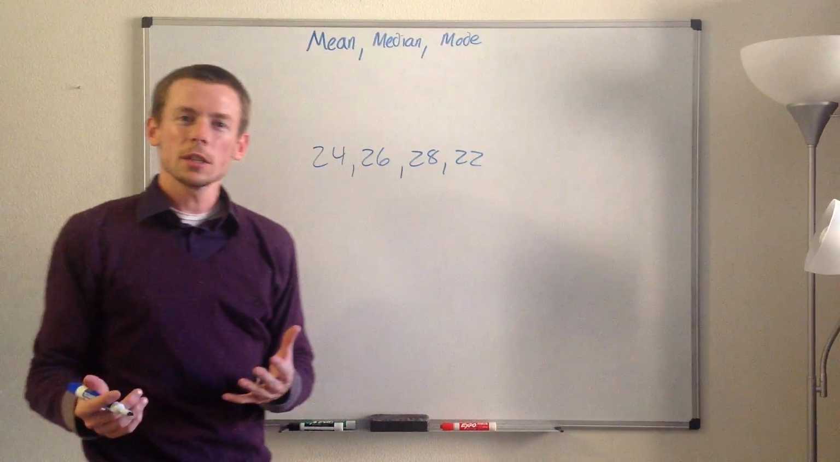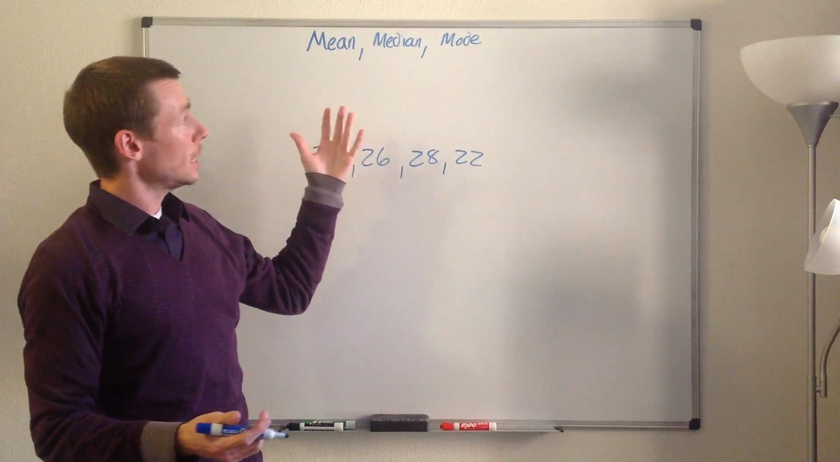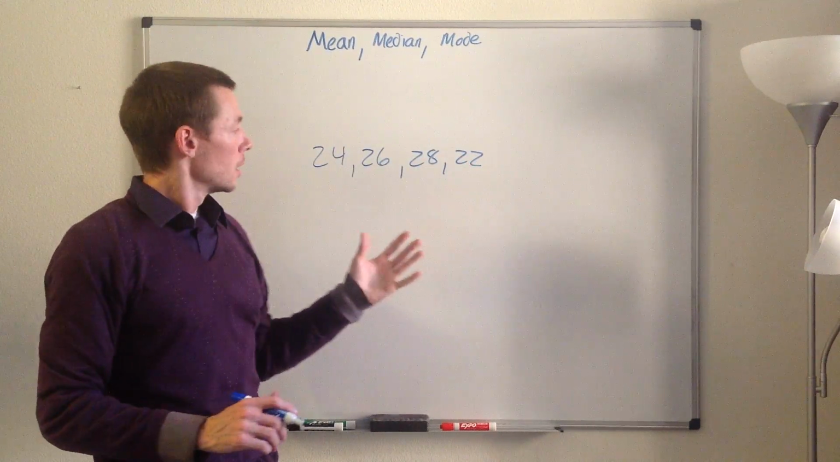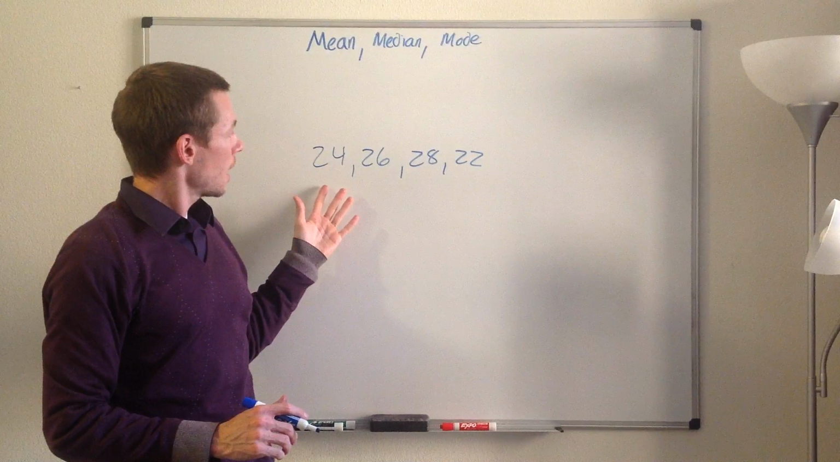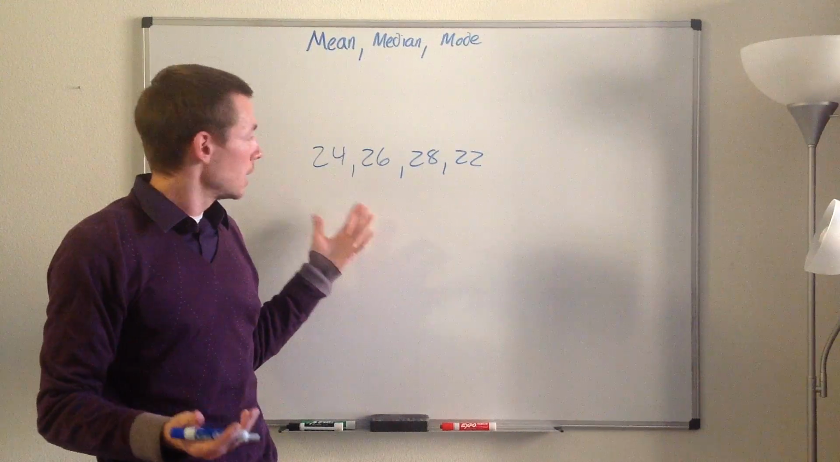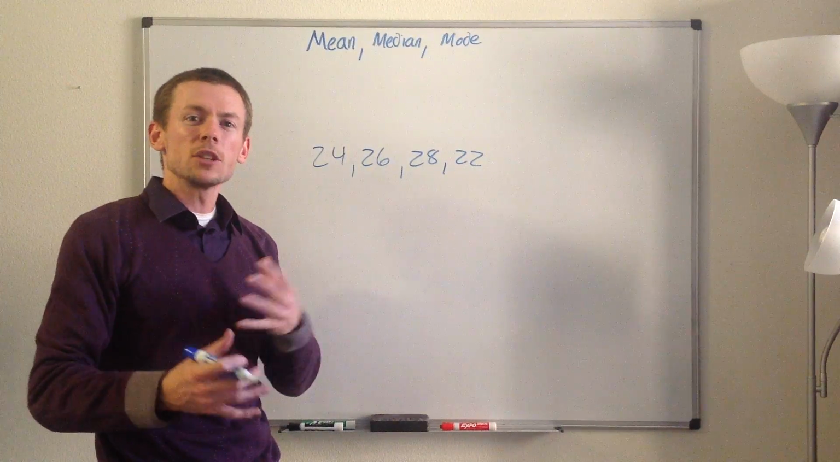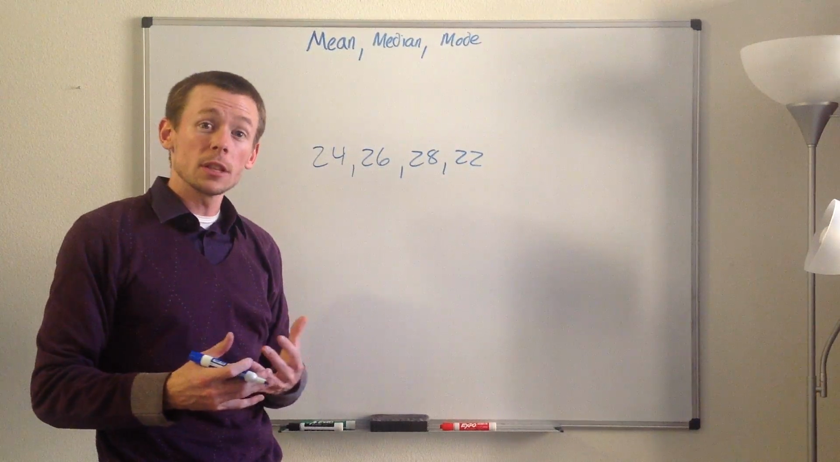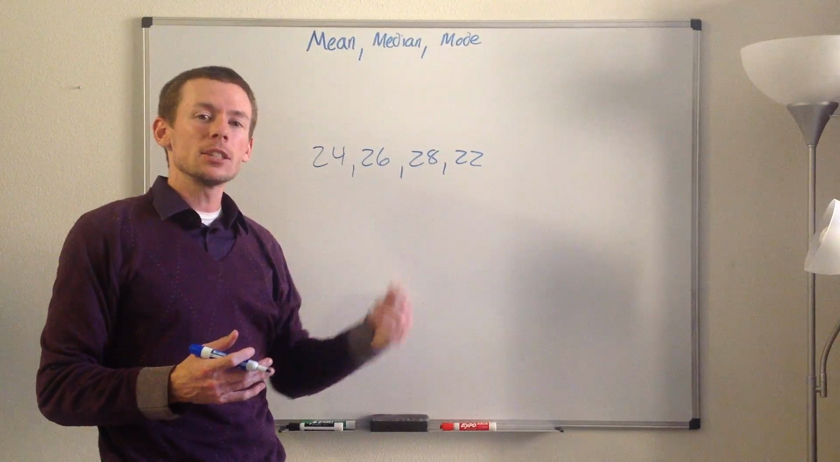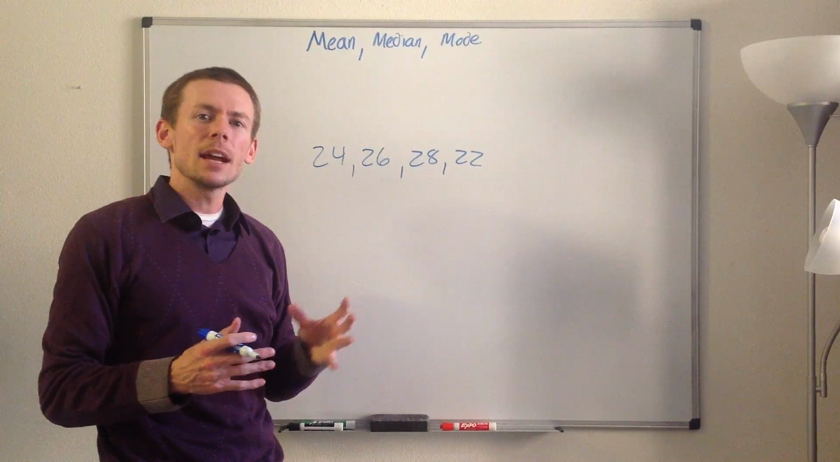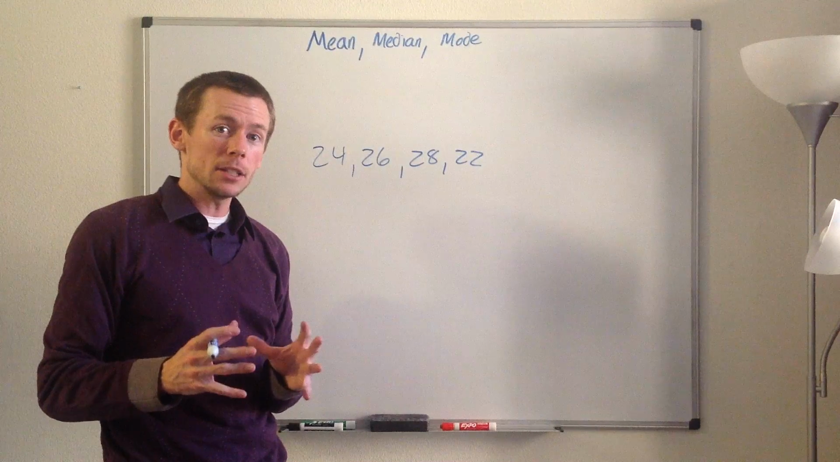So this short lesson is going to examine the concepts of mean, median, and mode. So let's say I have a group of 4 people and their ages are 24, 26, 28, and 22. And so to summarize what this group looks like age-wise, instead of listing all those numbers, it might be nice to have one number that summarized it all.